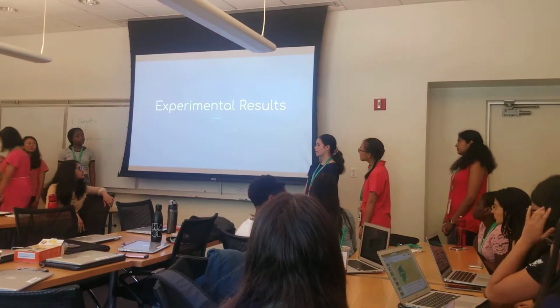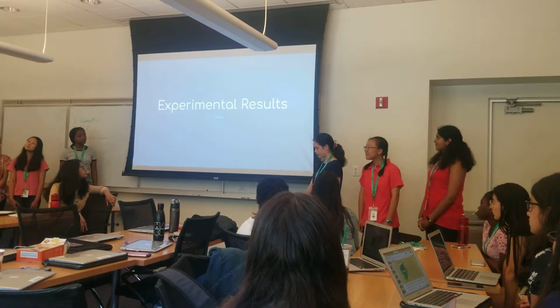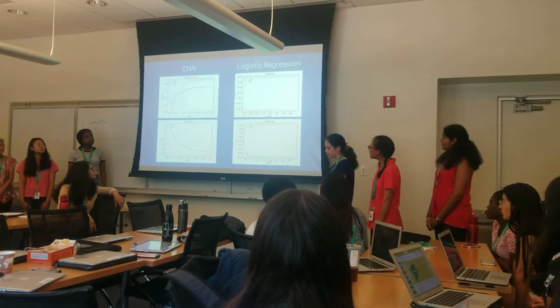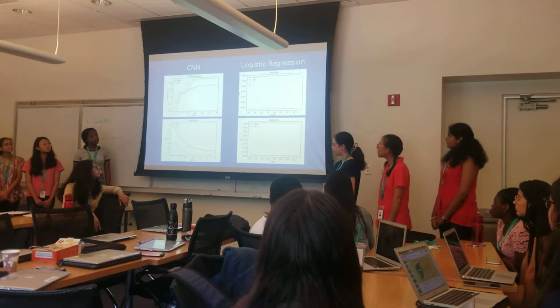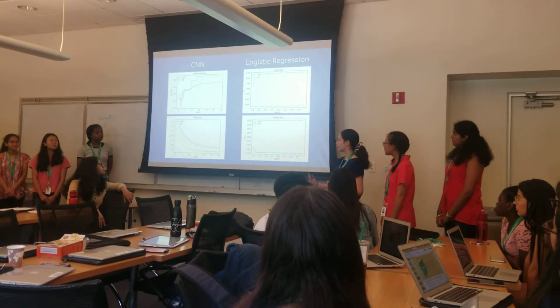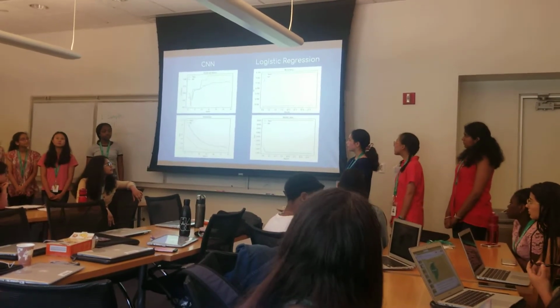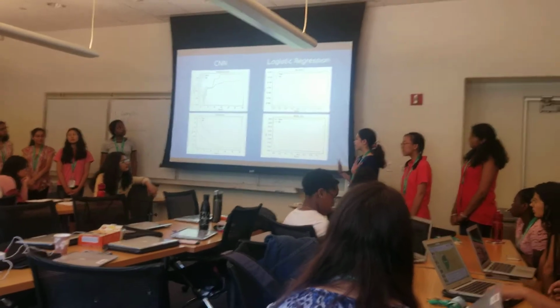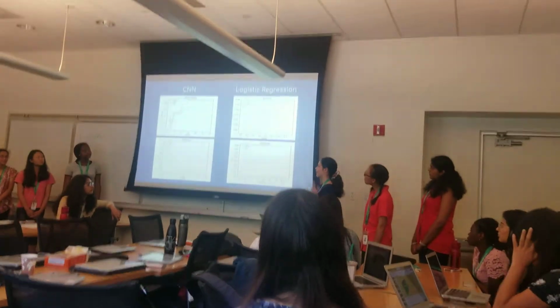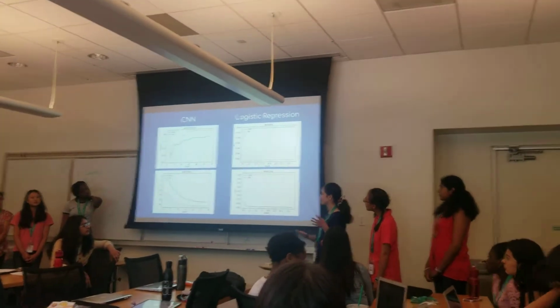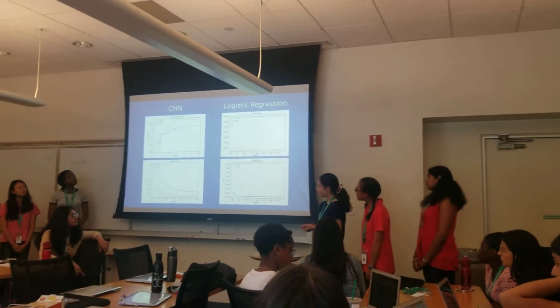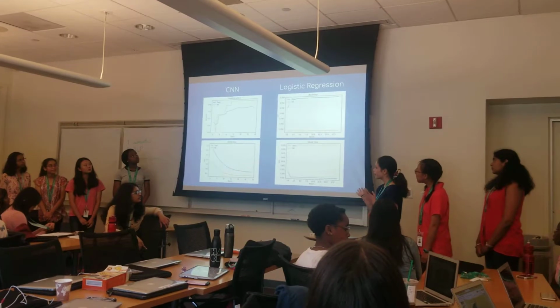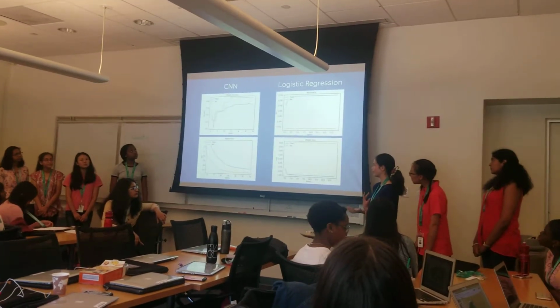So now we're going to talk about our actual experimental results. We chose to first train our data with a CNN because of the many advantages that we talked about earlier. On the left, you can see graphs of the accuracy and loss of our CNN, where the x-axis is the training time and the y-axis is the expected accuracy percentage or loss. And you can see how over time the accuracy goes up and loss goes down, which is what we want.